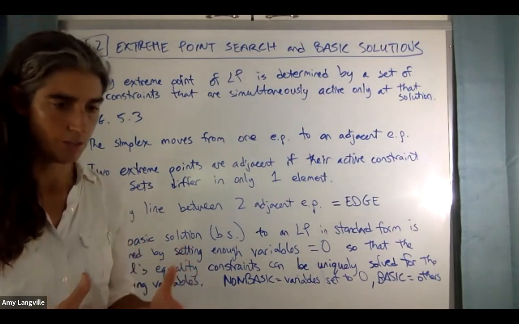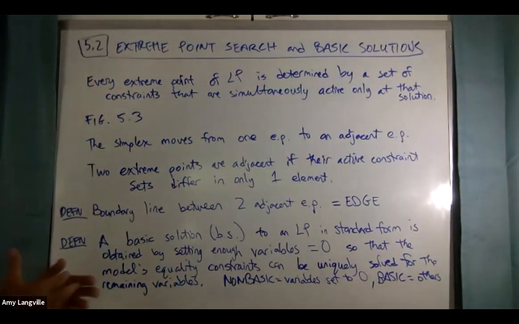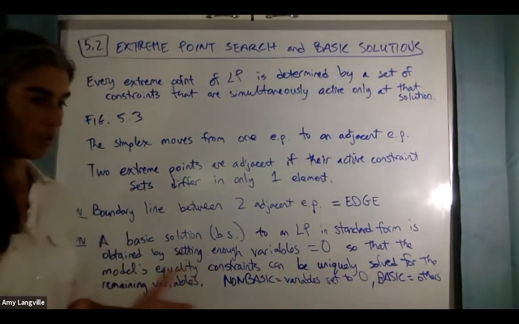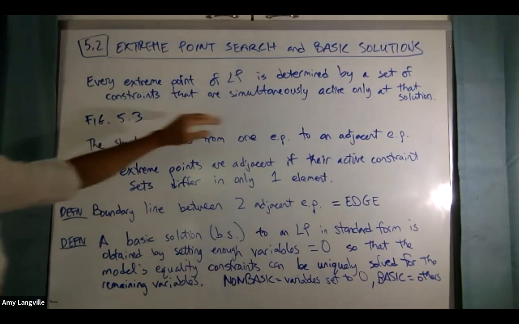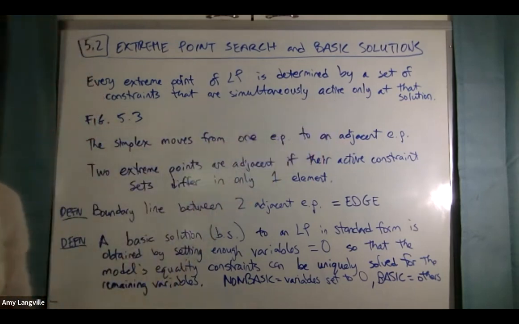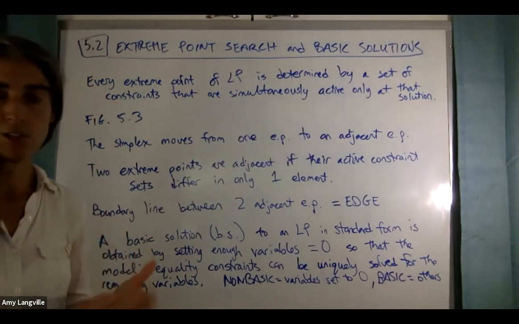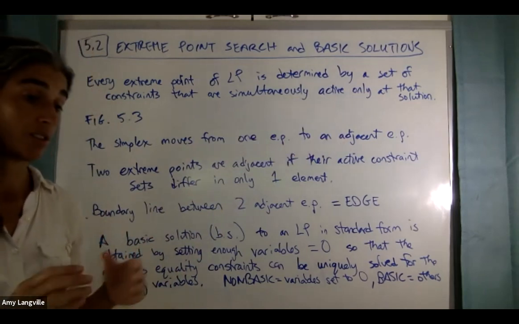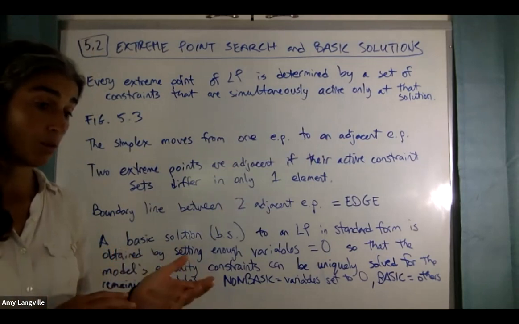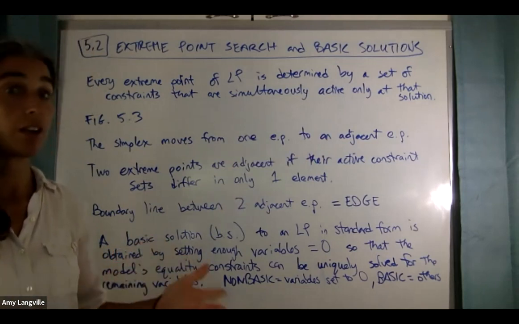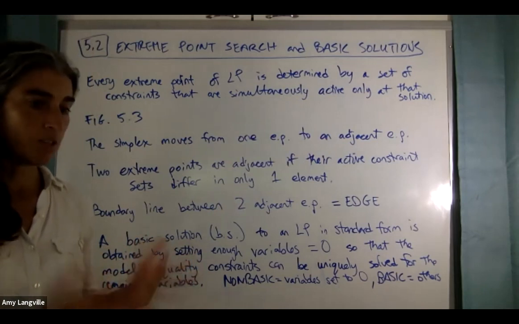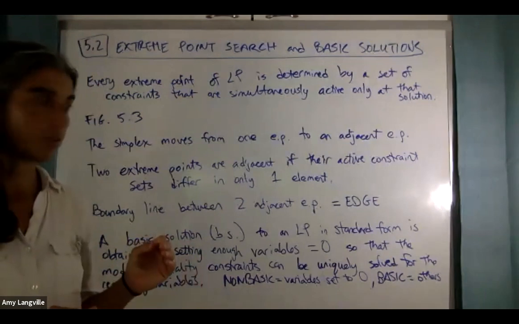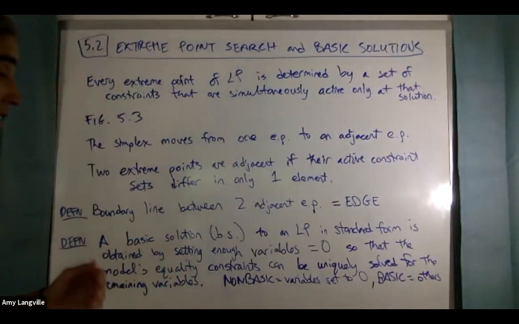Like, how are we going to identify these, given that we only have this AX equal B construction, right? So how are we going to do that? Well, every extreme point of an LP is determined by a set of constraints that are simultaneously active at that solution. So what does it mean, active or tight or non-binding? Remember, active was an inequality that was satisfied as an equality, or an equality. Every equality is active. And so we have AX equal B, there's M constraints, but there's a set of those that we're interested in that are simultaneously active.